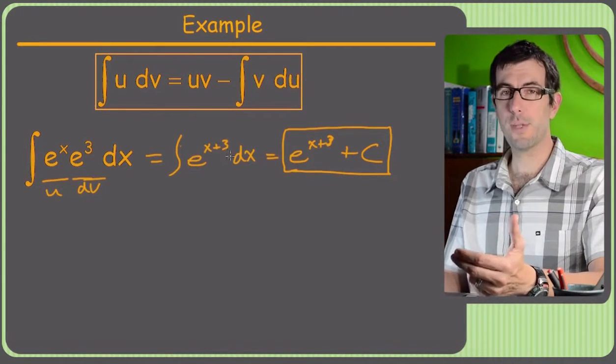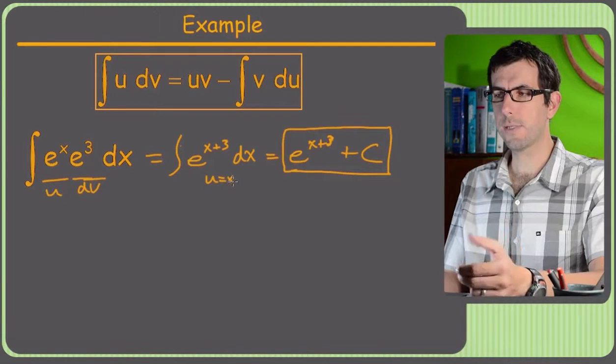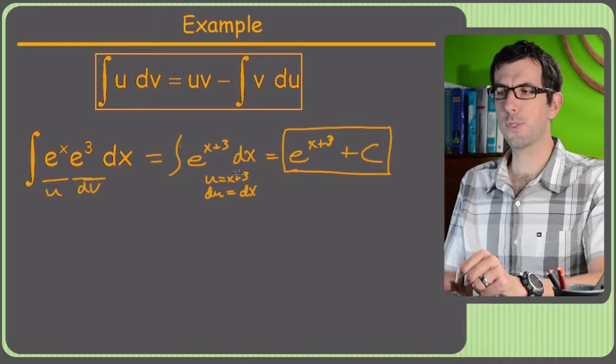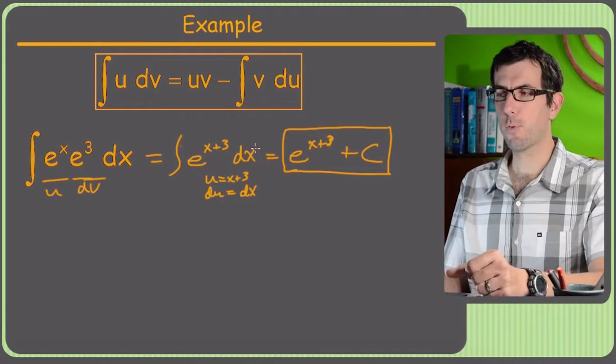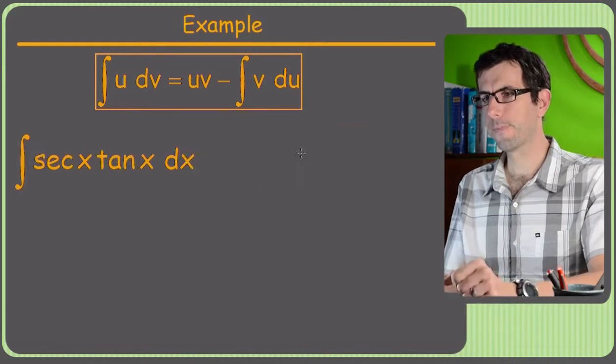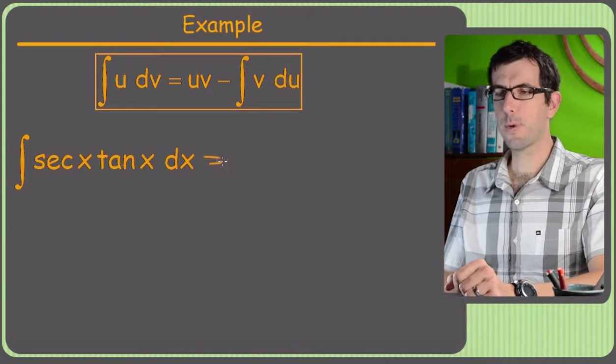And now we didn't have a u sub problem because our u was just x plus 3, which means our du was just dx. Since there was just a 1 in front of x, that's why I didn't have to worry about u substitution. All right, here's another one that looks pretty nasty.